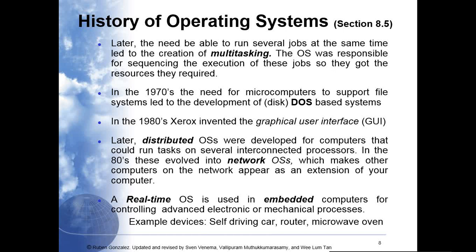Last one we look at is a real-time operating system, used in embedded computers for controlling advanced electronic or mechanical processes. So some example devices are a self-driving car, a router, a microwave oven, depending on the device you have. So the self-driving car is probably the most obvious one. So a real-time operating system, what it does is it says, okay, you want a response. I will guarantee that you get a response in this time unit.